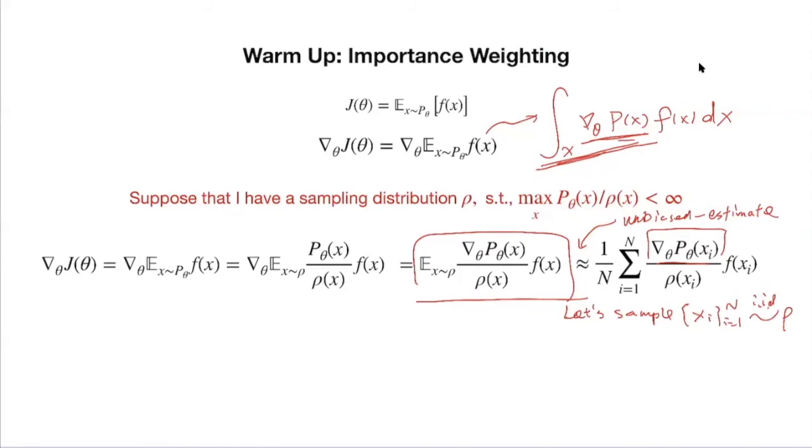Okay, so any questions on this importance weighting trick? What is rho of x? Yes, think about rho as a distribution, a uniform distribution over the space x. So rho x is just the probability, or the likelihood, of seeing this point x. Oh, okay, thank you.